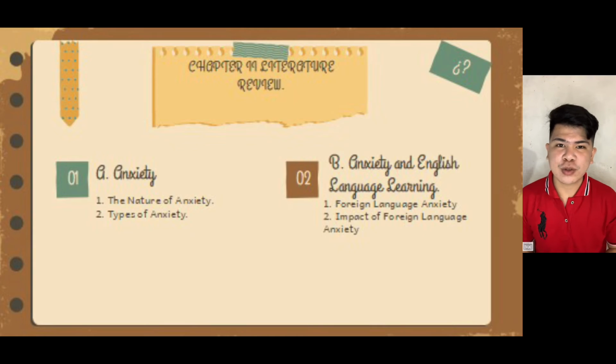Next, chapter 2 is the literature review. A. Anxiety. 1. The nature of anxiety. 2. Types of anxiety. B. Anxiety and English language learning. 1. Foreign language anxiety. 2. Impact of foreign language anxiety.